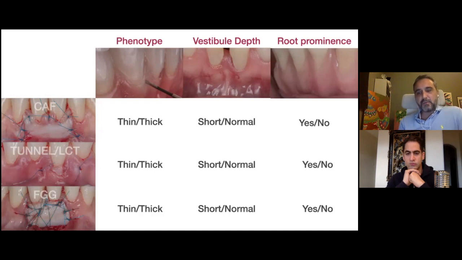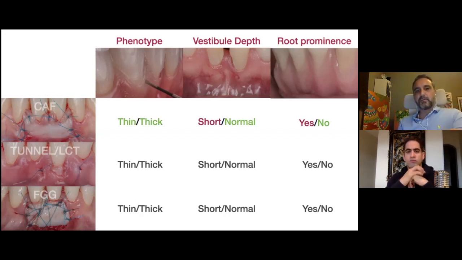And we have, for this specific situation, mostly three possible techniques to be used: either the CAF, the coronally advanced flap, the tunnel or the laterally closed tunnel, or the free gingival graft. And we face a different situation in each parameter. Phenotype: when it comes to the coronally advanced flap, either thin or thick phenotype, this technique can be indicated.